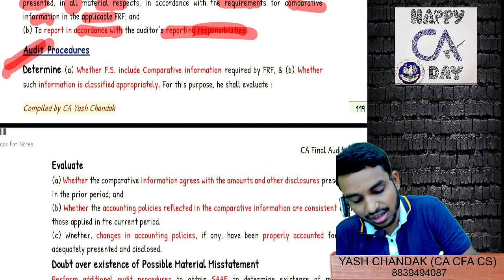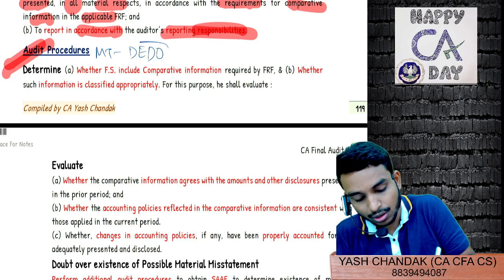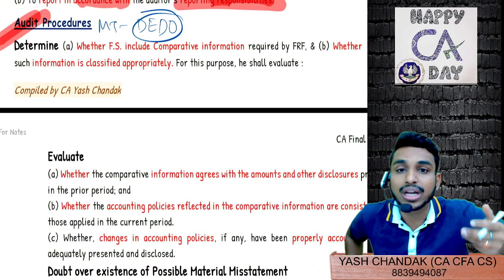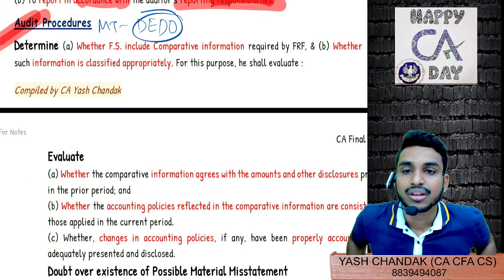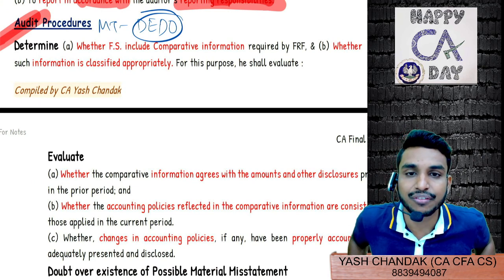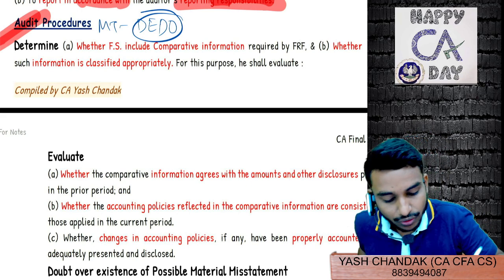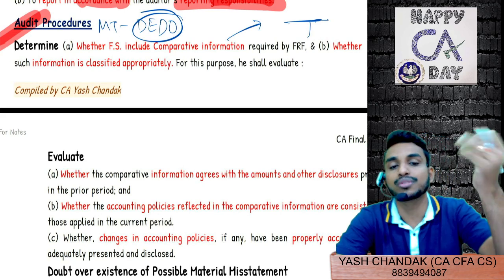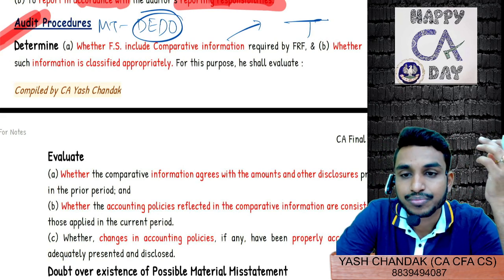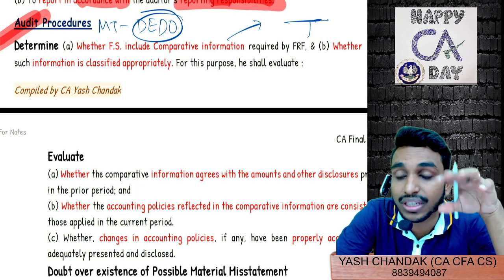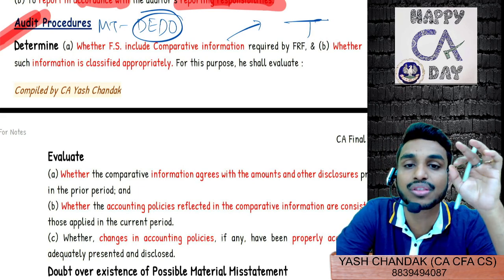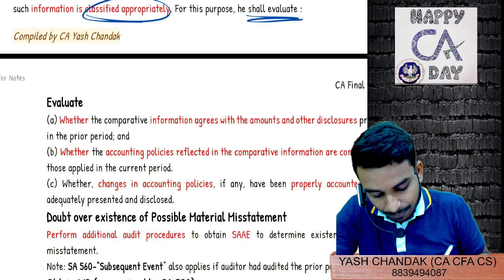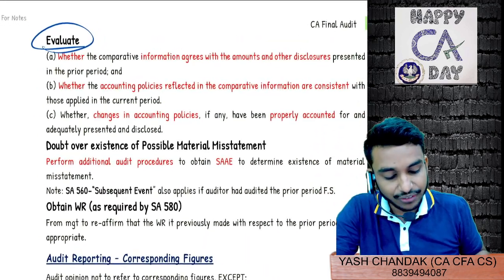So you can write this as a trick, दे दो, what दे दो बोले तो डी से डिटरमाइन करो सबसे पहले कि whether financial statement include comparative information required by the FRF. Whether financial statement include or not comparative information which is required by the FRF or not. So you will have to see that FRF requires me to disclose last year figures also, right? So if FRF requires me to disclose last year figures, then whether our financial statement include the disclosure which is required by the FRF or not. That is the first point. And whether such information is classified or not appropriately. For this purpose, you will evaluate. Evaluate what?